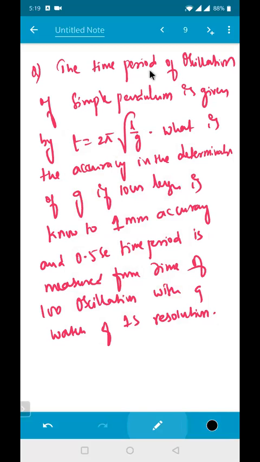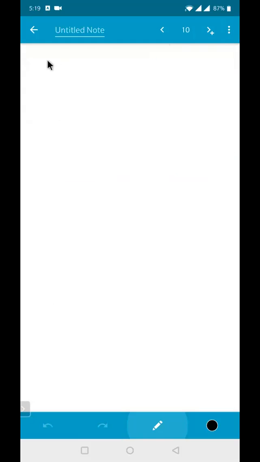The time period of a simple pendulum is given by T equals 2 pi under root of L by G. What is the accuracy in the determination of G if a 10 centimeter length is known to 1 mm accuracy, and a 0.5 second time period is measured from a time of 100 oscillations with a watch of 1 second resolution? See here, what is given in the problem is the change in length by the original length, delta L by L, which is 0.1 divided by 10. And delta T is given as 1 second.